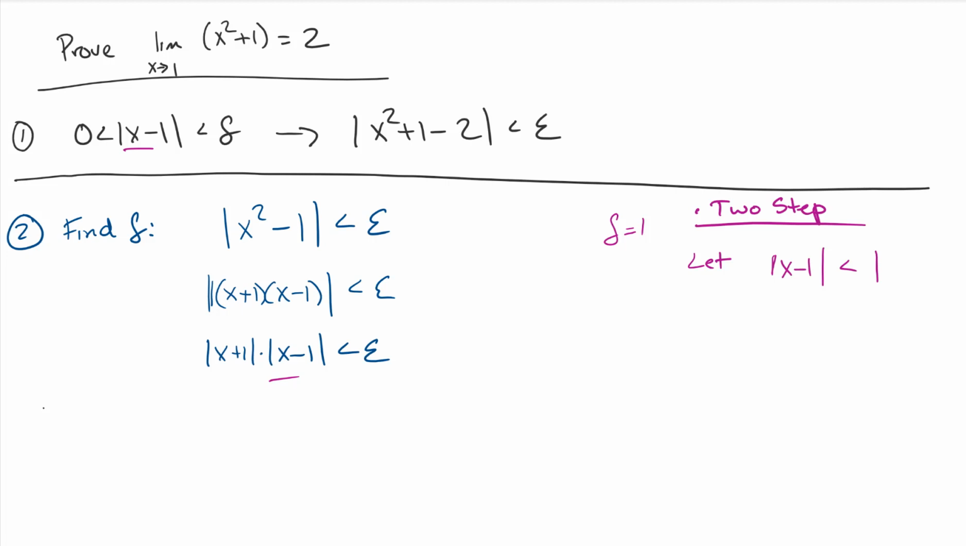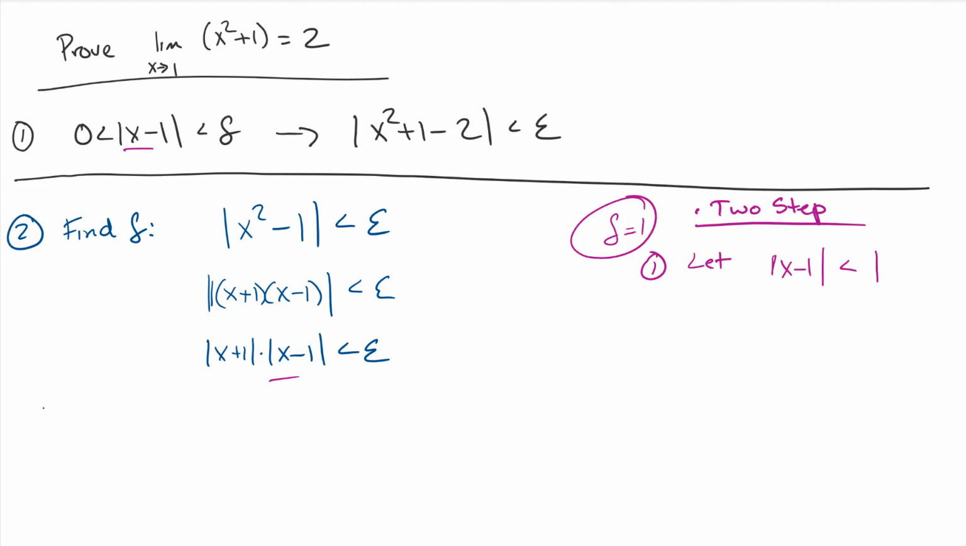That's essentially choosing delta to equal 1. We're going to choose the minimum of two things, so there's the two-step process. Step one: we let the one that's next to delta be less than 1 every time. Now you can choose 17 if you wanted to, but please choose 1. For God's sakes, please choose 1. It's going to make your life so much easier.